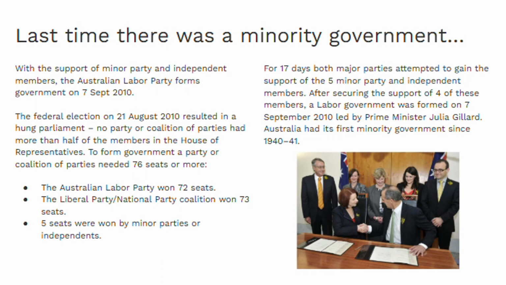The federal election resulted in a hung parliament. No party or coalition of parties, such as the LNP or the Liberal National Coalition, had more than half of the members in the House of Representatives. To form a government, a party or coalition of parties needs 76 seats or more. The Australian Labor Party won 72 seats in 2010, and the Liberal National Party won 73 seats, but there were 5 seats won by minor parties or independents.